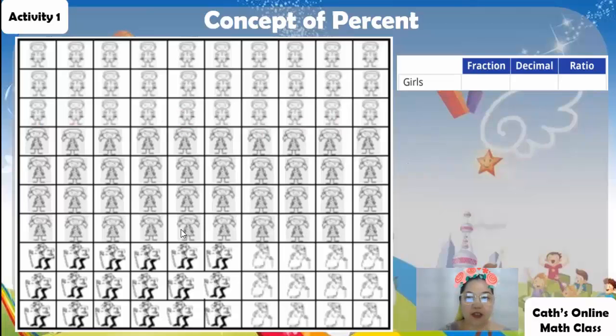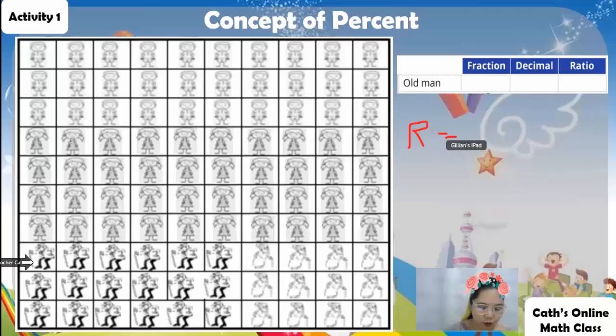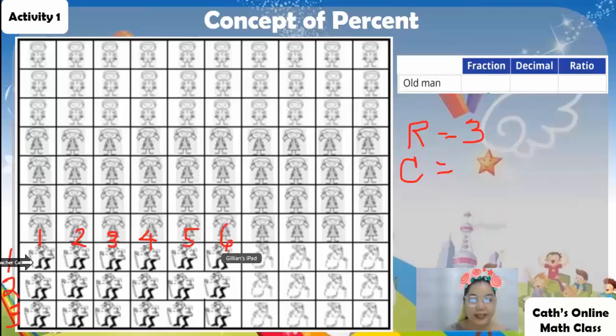We have here the old man. Let us try to count. How many old men are there in this chart? Let us count the number of rows first. We have 1, 2, 3. There are 3 rows. How about the columns? We have 1, 2, 3, 4, 5, 6. There are only 6. So 3 times 6, we have 18 out of 100.